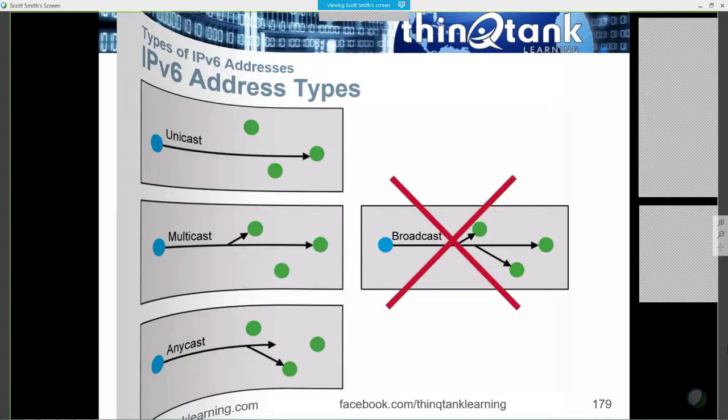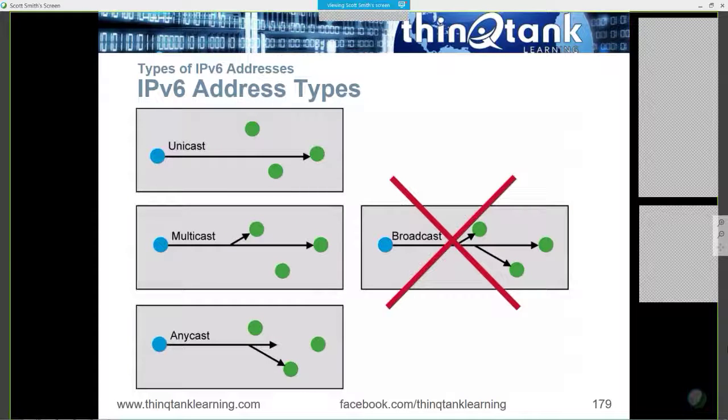In IPv6, no more broadcasting. We already talked about what unicast is, what multicast is, what anycast is. But no broadcasting in IPv6. All right? Simple enough.